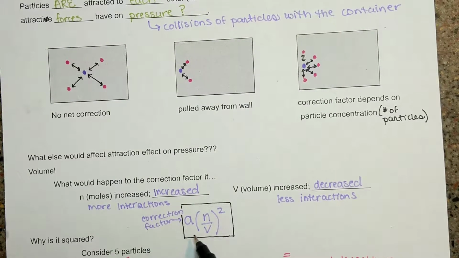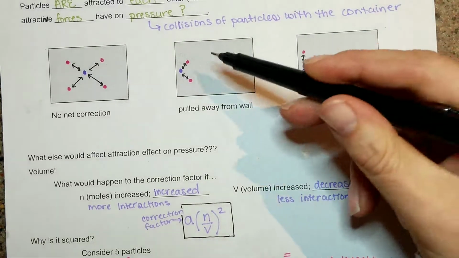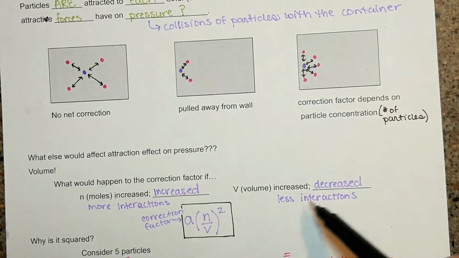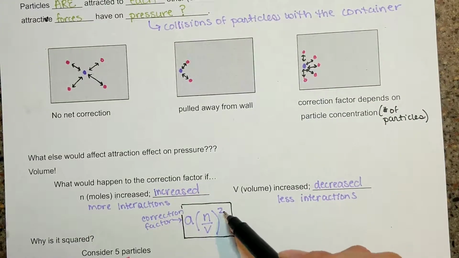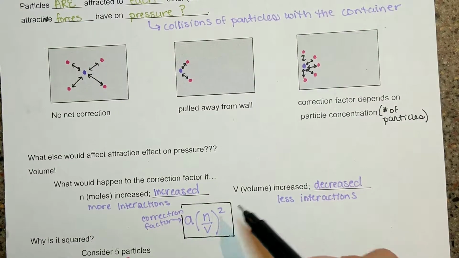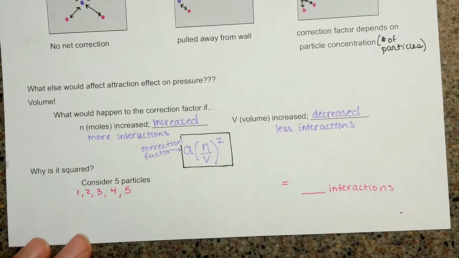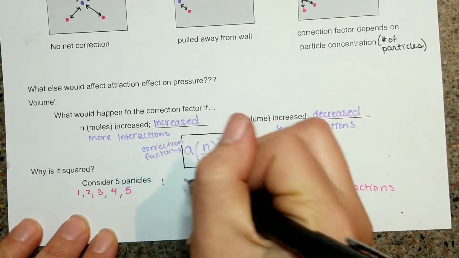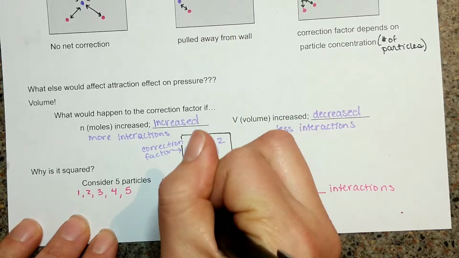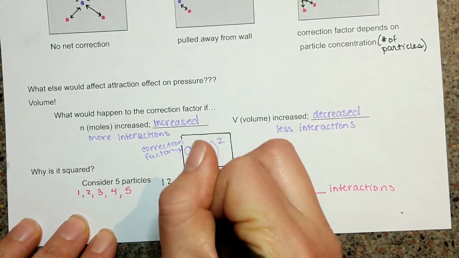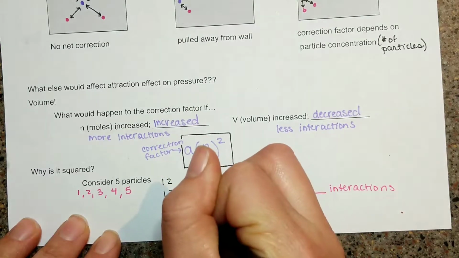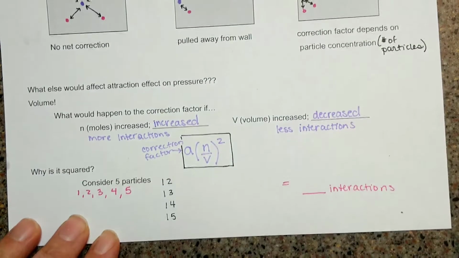So our correction factor for our pressure has to do with our moles and our volume, because of what we said here about the number of gas particles and thinking about what happens to our volume. And the reason that it's squared has to do with our number of interactions. So if I have 5 particles, that means particle 1 is going to be attracted to particle 2, particle 1 is going to be attracted to particle 3, particle 1 can be attracted to particle 4, and particle 1 can also be attracted to particle 5.